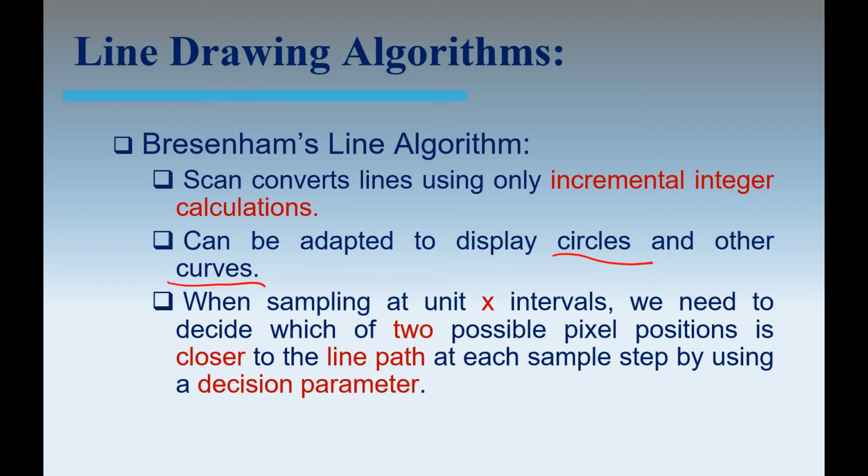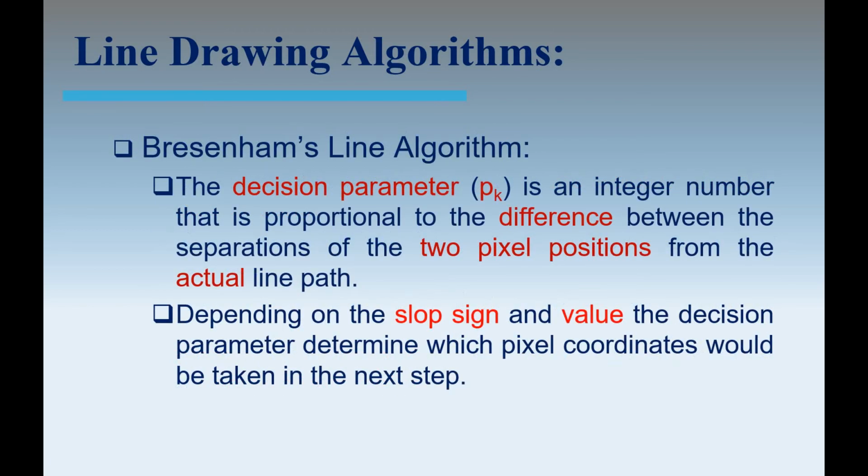When sampling at unit x intervals, we need to decide which of two possible pixel positions is closer to the line path at each sample step by using a decision parameter. We will explain this later. In Bresenham's line algorithm, we have a decision parameter pk. Try to understand this. It is an integer number that is proportional to the difference between the separation of two pixel positions from the actual line.